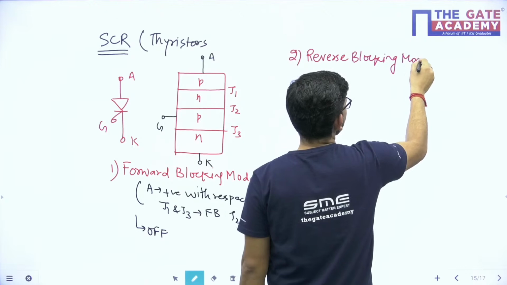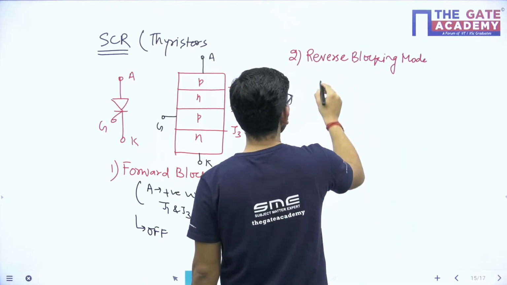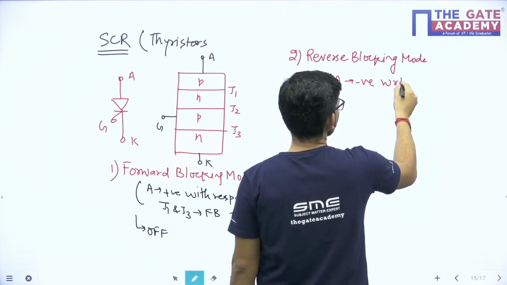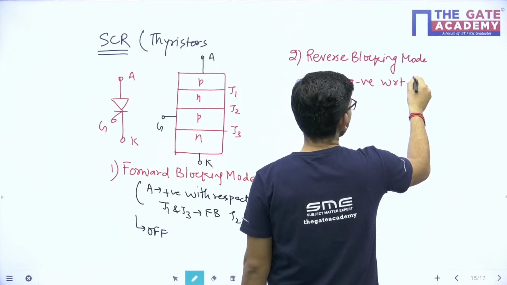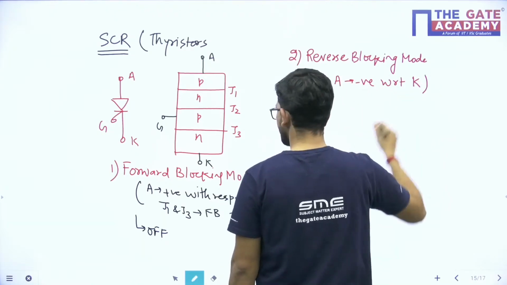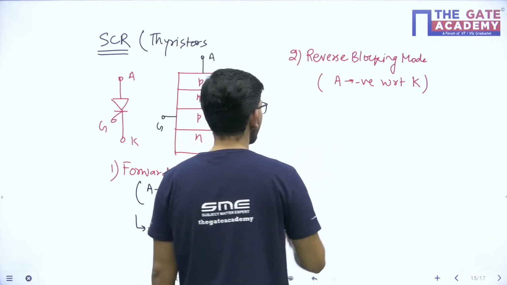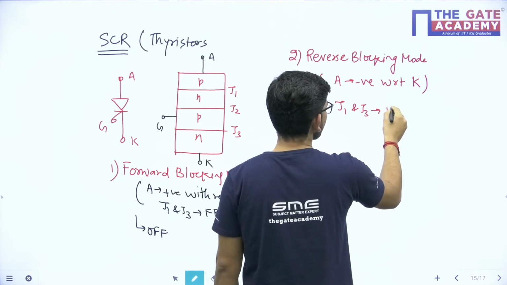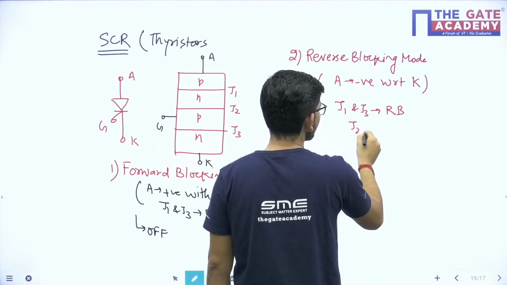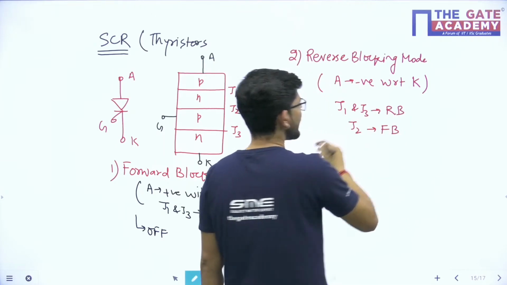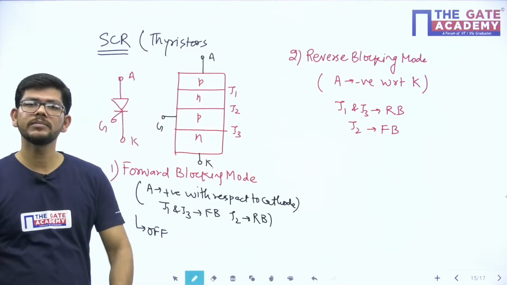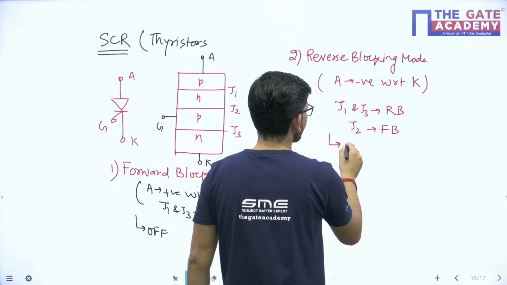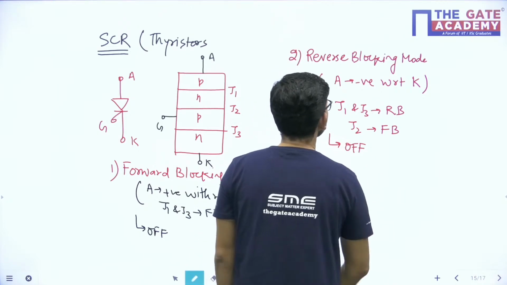The second mode is reverse blocking mode. In reverse blocking mode, anode is negative with respect to cathode. J1 and J3 are reverse biased, but junction J2 is forward biased. So the device again remains in the off state.